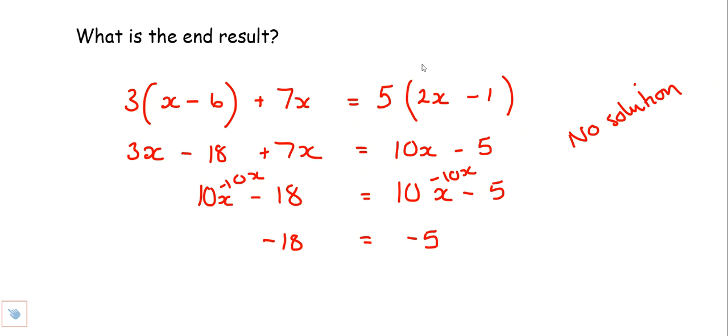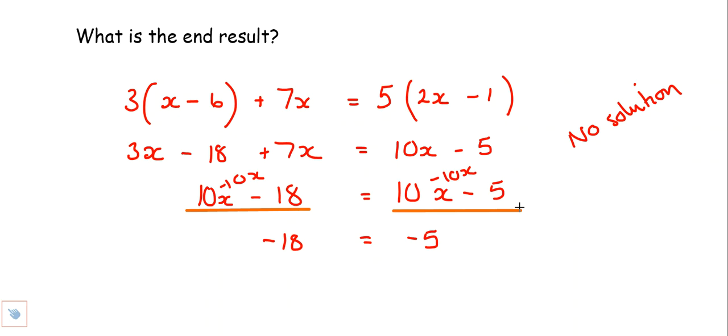Do you remember I said about the graphs, the lines? If I look at this bit here, 10x minus 18, do you recognise that as a straight line, a linear function? Remember doing y equals mx plus c in year 9? That's a straight line. 10x minus 5 is another straight line. M is the gradient, which is how steep the line is.